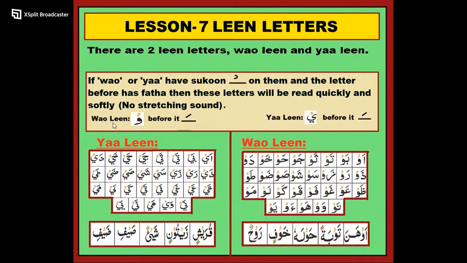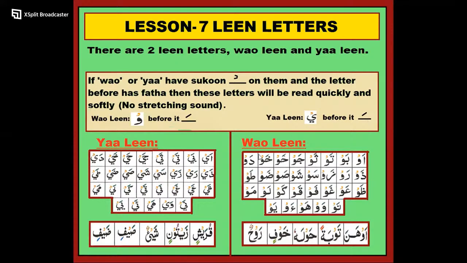So waw lean is when waw has sukoon and before it any letter with zabar, with fatha, and the same for ya lean, when ya has sukoon and before it any letter with fatha. So we never stretch this sound. We read quickly and softly. So these we call lean letters, ya and waw.